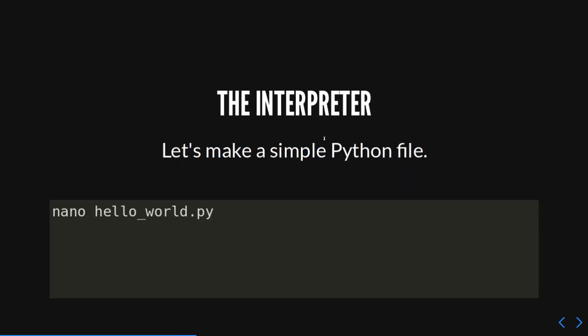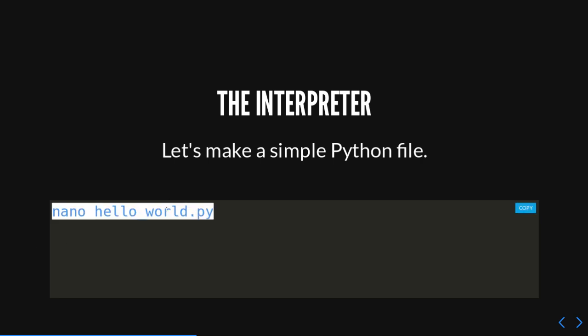If you're watching this video, hopefully you've already got a Python interpreter installed, Python 3. You have to install Python on your system before we can start running Python scripts or programs. So let's make a simple Python file here.